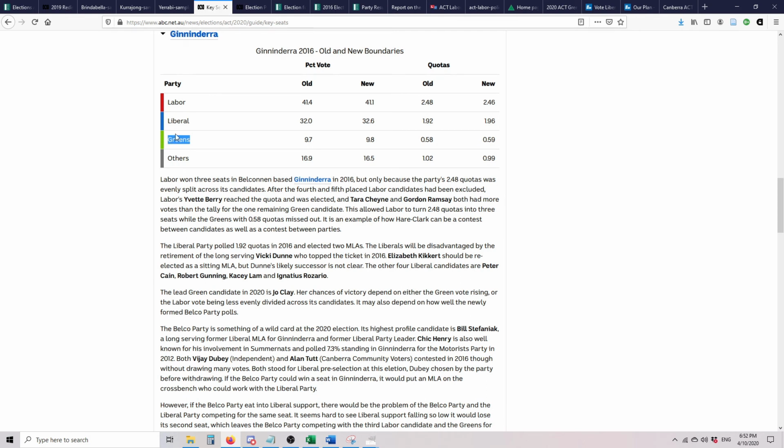Obviously, this is the only electorate where you can vote for the Belko Party, and if you wanted to give your electoral funding to the Belko Party, you need to put your 1 in the Belko Party slot.